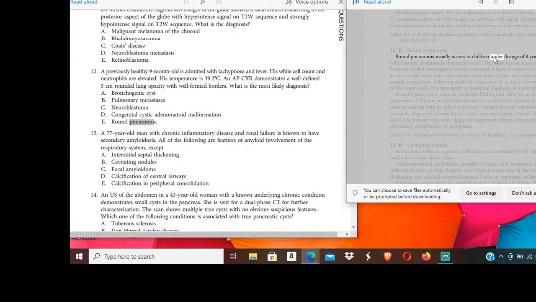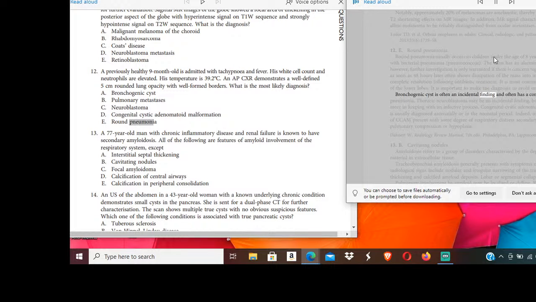Round pneumonia usually occurs in children under the age of 8 years. It is most commonly seen with bacterial pneumonia, pneumococcus. The mass has an alarming appearance on CXR, however, further investigation is only warranted if there is concern regarding the diagnosis. A CXR as soon as 48 hours later often shows dissipation of the mass into more typical consolidation, or complete resolution following antibiotic treatment. It is most common in the superior segment of the lower lobes. It is important to make the diagnosis to avoid unnecessary CT.